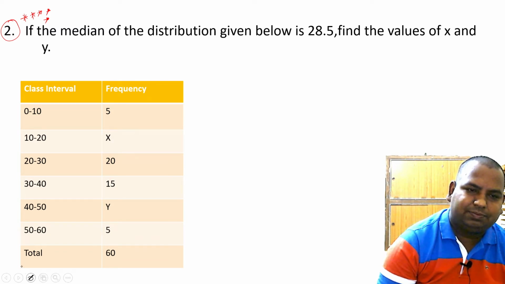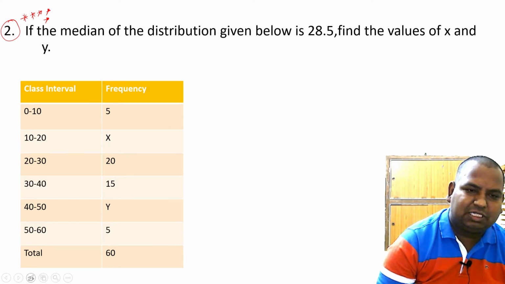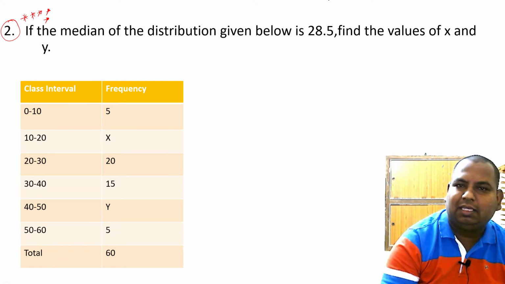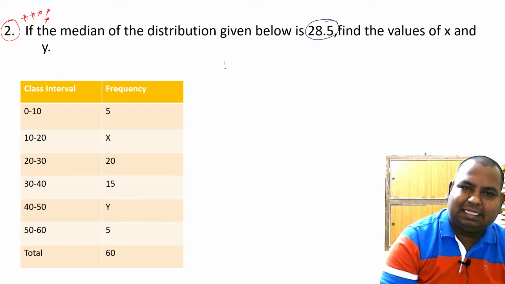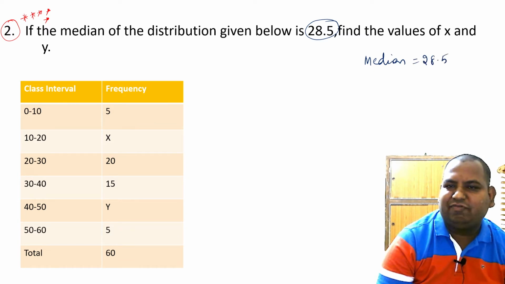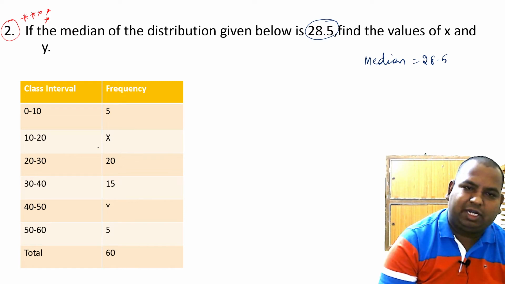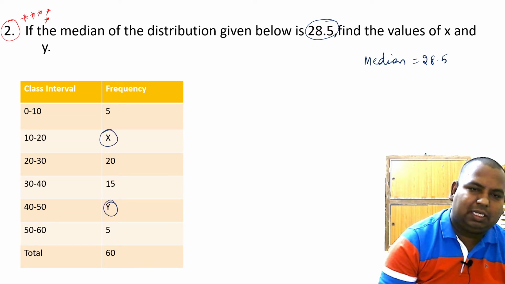What is the question here? If the median of the distribution given below is 28.5, that means he has given the median as 28.5. He is saying that the median is 28.5, and we need to find the values of x and y. We need to find the value of this x. We need to find the value of this y.